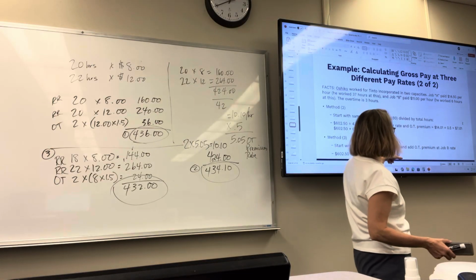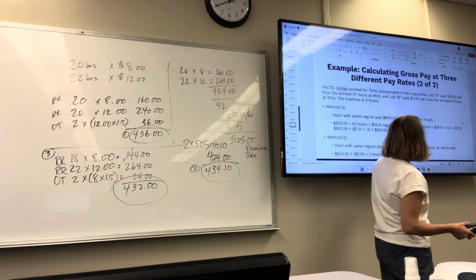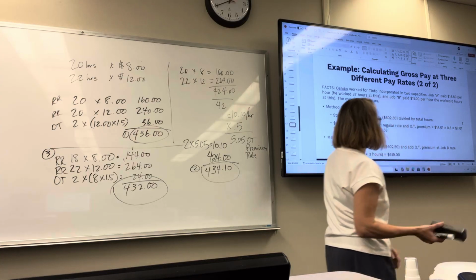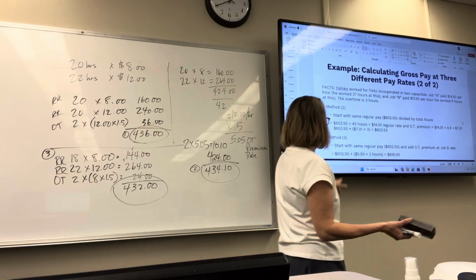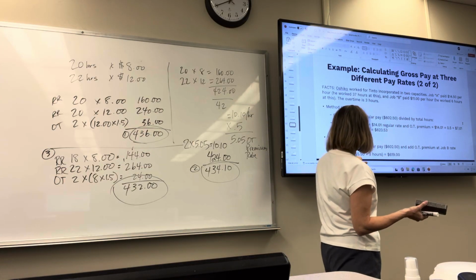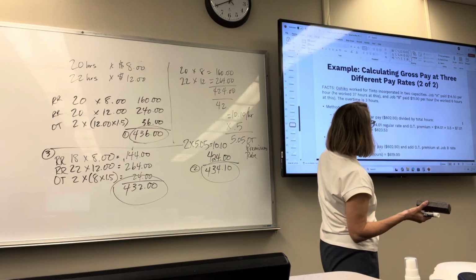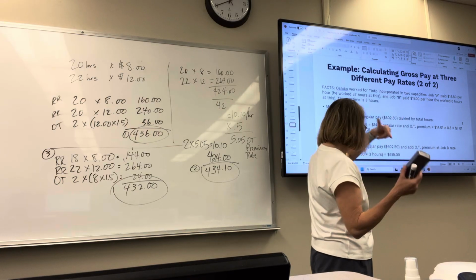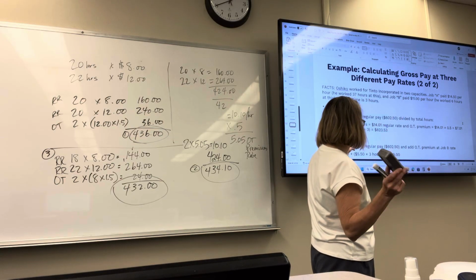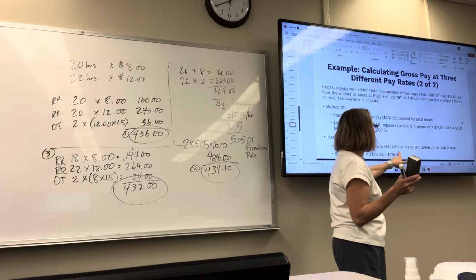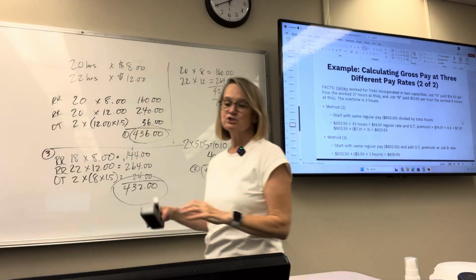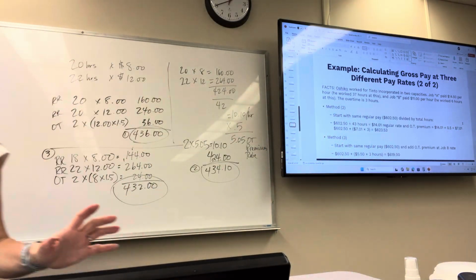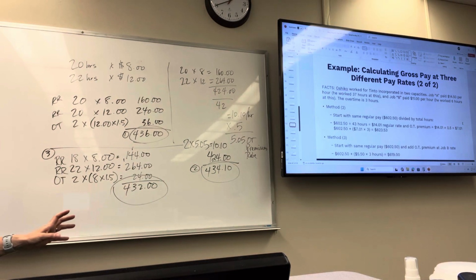Start with the same regular pay, $602.50. Add the overtime premium at the job B rate. So $5.50 is our overtime premium for job B, because that's 11 divided by 2, or 11 times 0.5. Add those two together, it's $619. So obviously the third method is the least advantageous for the employee.